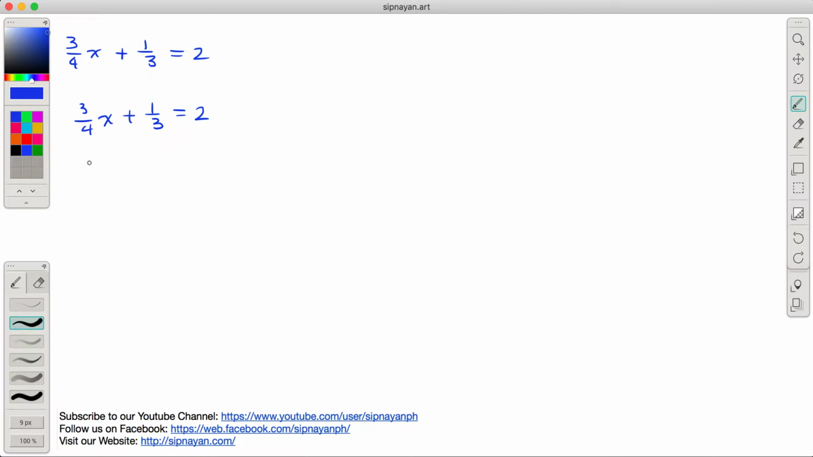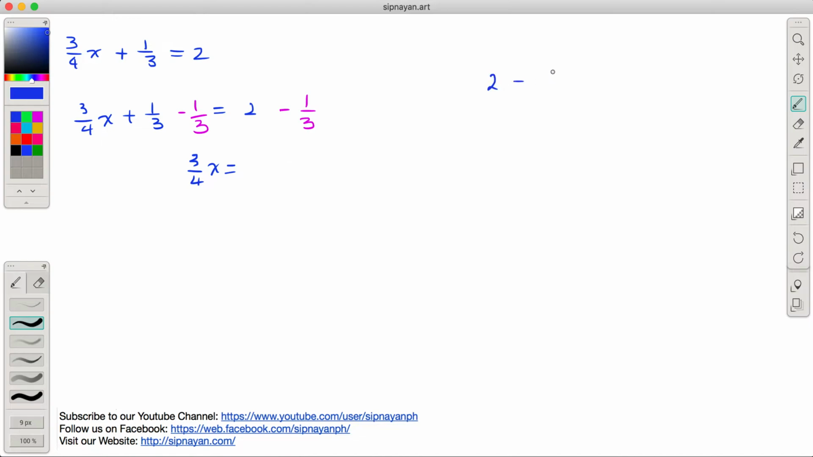So, we can actually subtract 1/3 from both sides, di ba? And if we subtract 1/3 from both sides, same color dapat. Minus 1/3. Okay, so 3/4 x plus 1/3 minus 1/3 is 0. So 3/4 x plus 0 is just 3/4 x. So I can just write here 3/4 x equals, what is 2 minus 1/3?